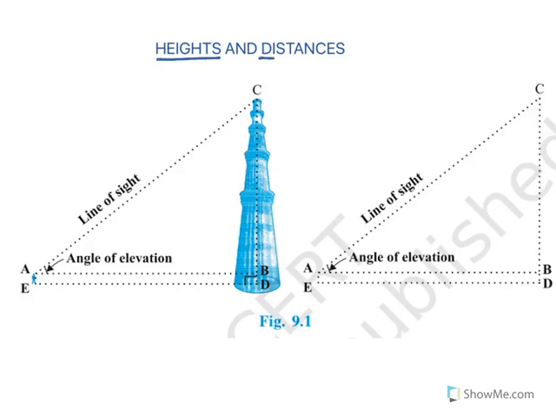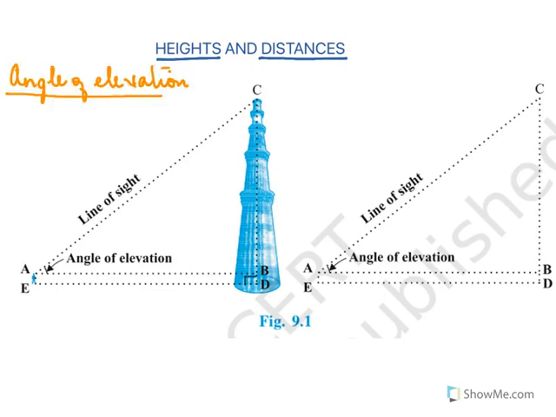Heights and distances. In this chapter we are going to learn how to find the heights of a tower or a long distance, a distance that's so long that you cannot measure it like with a scale. So before we study this chapter, let us learn certain terms that we'll come across. One is called the angle of elevation and angle of depression.